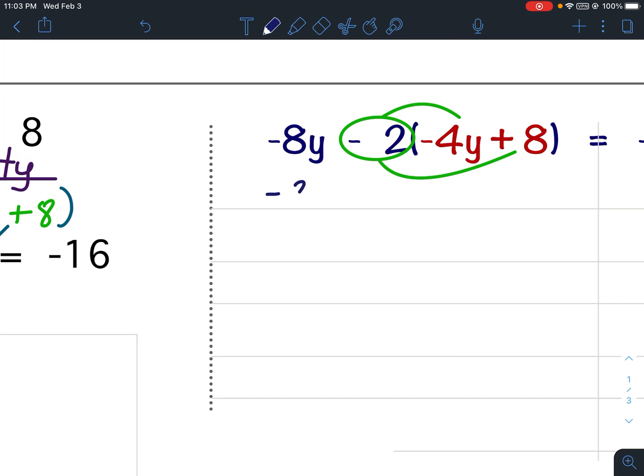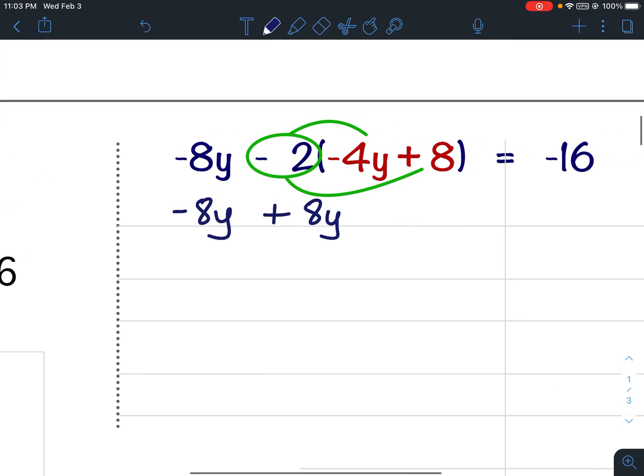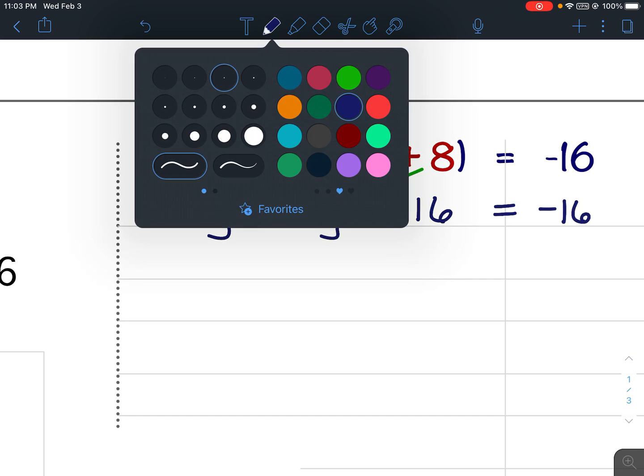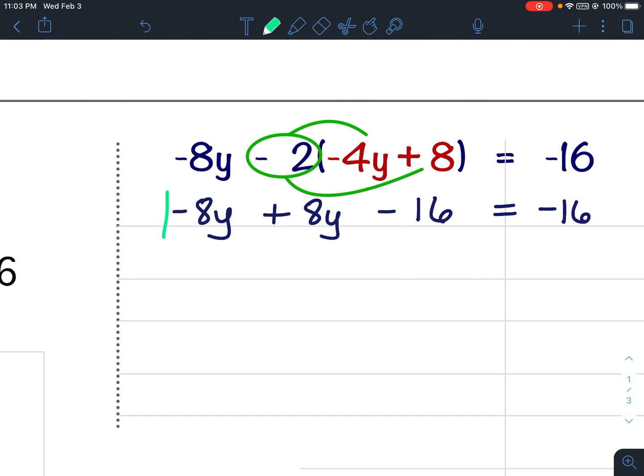Bring down the -8y. -2 times -4y would give me +8y. -2 times +8 would give me -16. And I set that equal to -16. Next step, combine like terms.